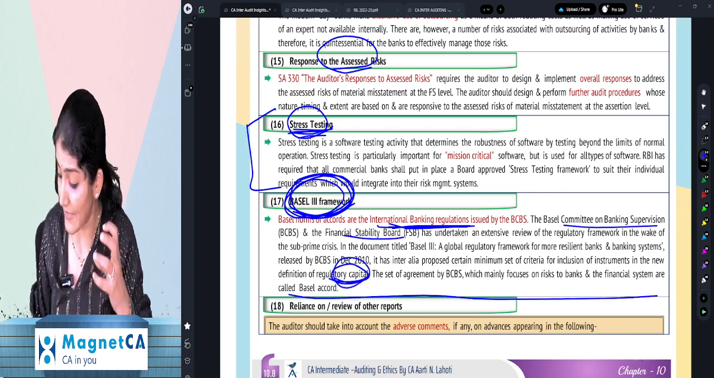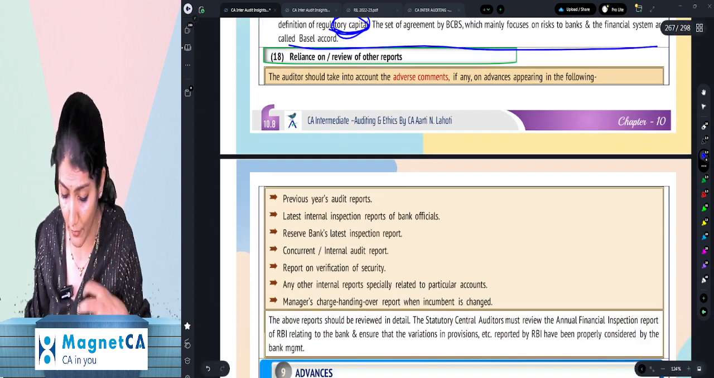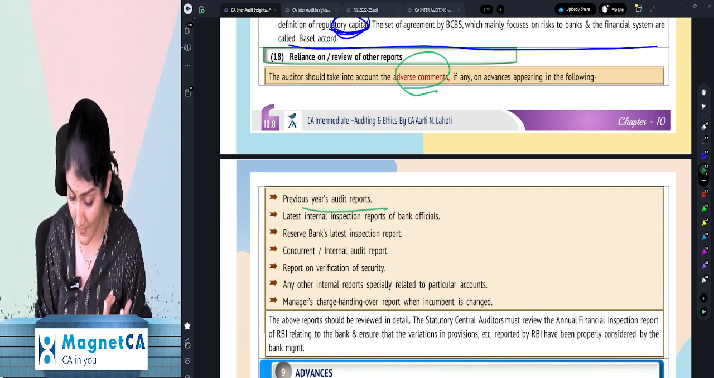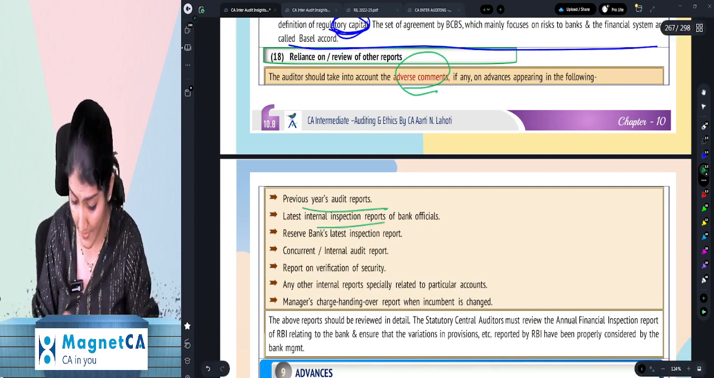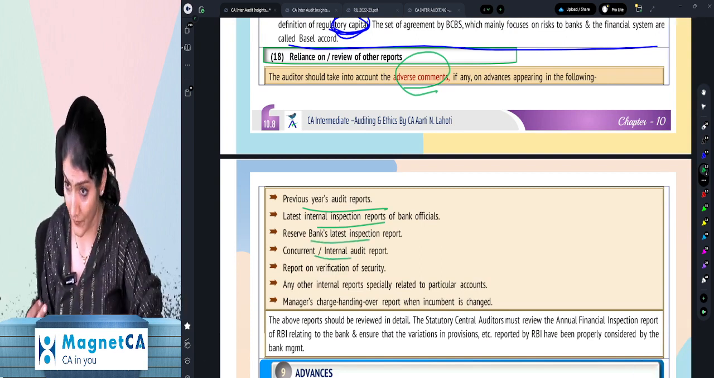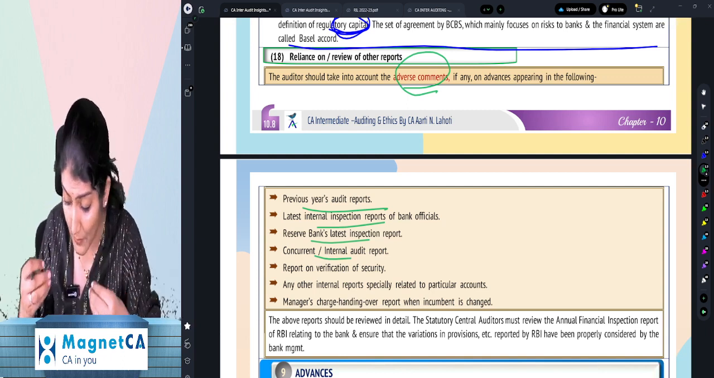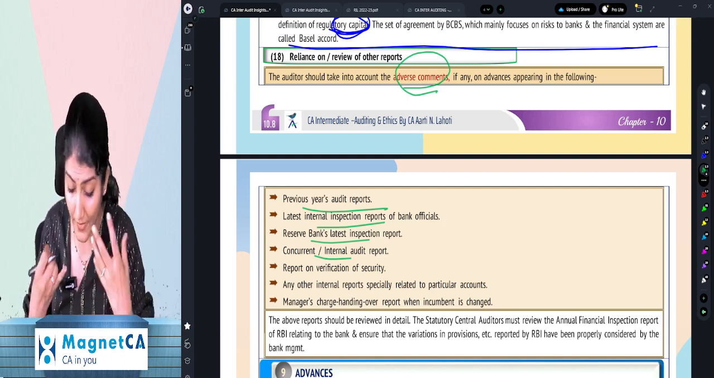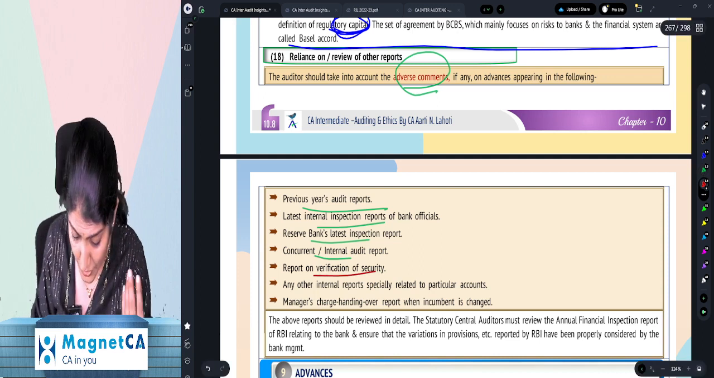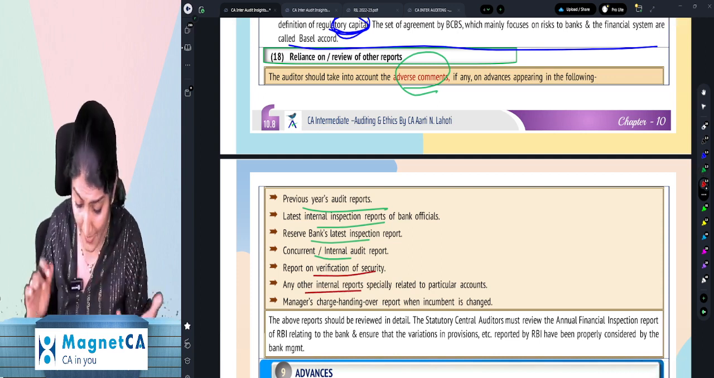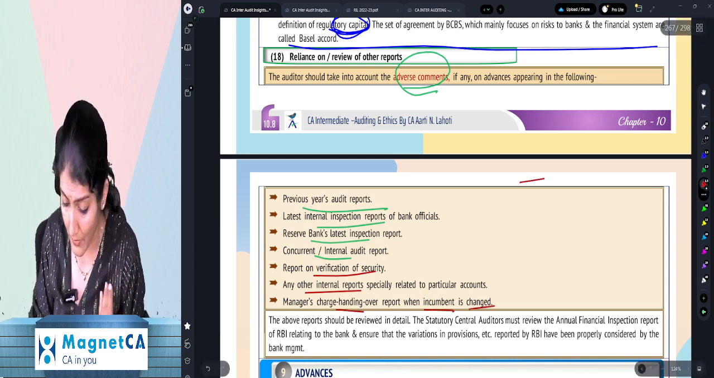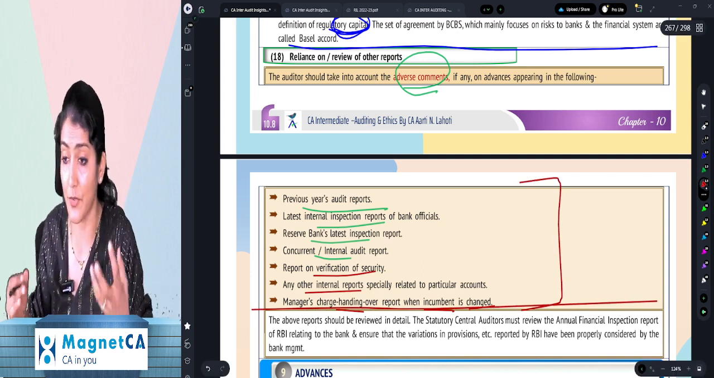And statutory auditor, when you are doing the audit of the bank, will you take into consideration the adverse comments in previous year audit report? Yes. Latest internal inspection report? Yes. RBI inspection report? Yes. Concurrent internal auditor report? Yes. So statutory auditor, will you consider the reports of all these people? Previous year report, internal report, RBI report, concurrent internal auditor report, then report on verification of security, any other internal report, and manager charge handing over report when the staff has been changed. So all these reports will also be considered by the statutory auditor.